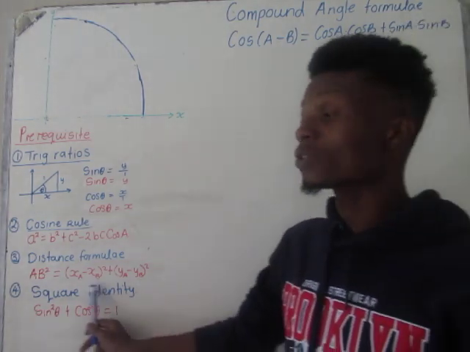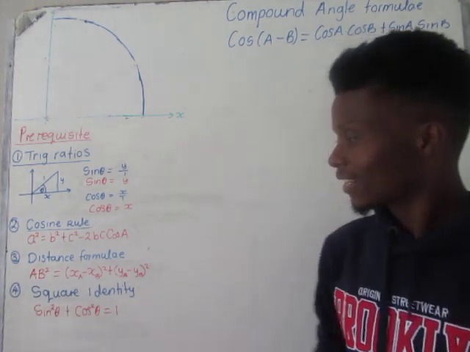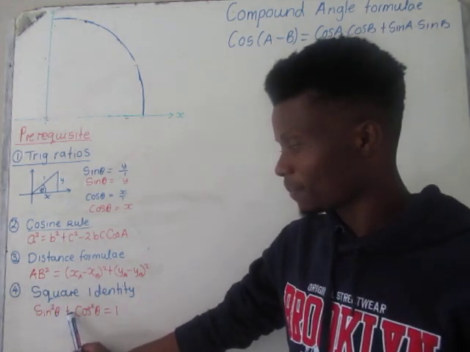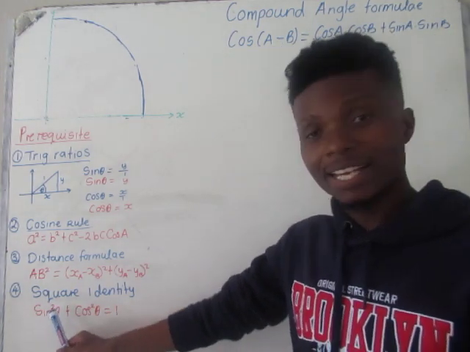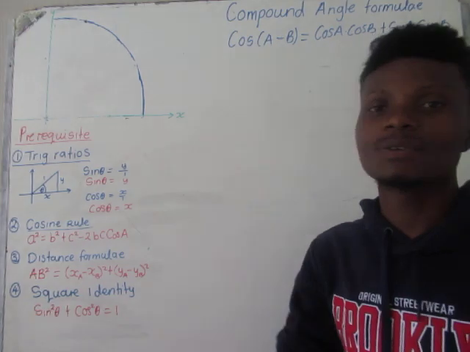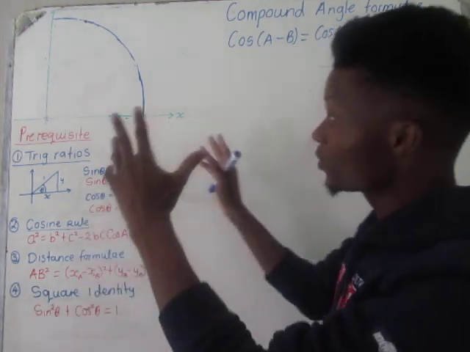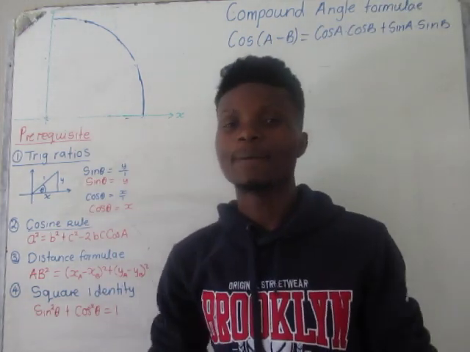And you should also know the square identity. That means sin squared theta plus cos squared theta equals 1. That means sin squared A plus cos squared A is still equal to 1. So once you know this, we are ready to begin our video.